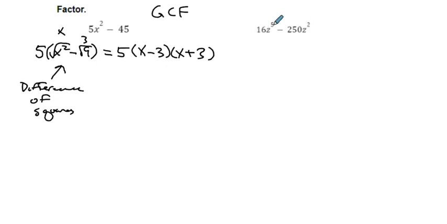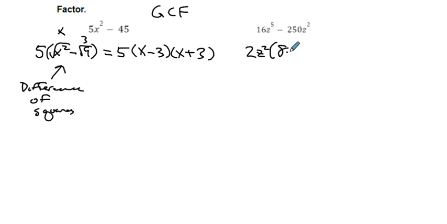Now on this one, our greatest common factor isn't just a number, because 16 and 250 don't really have much in common. 250 is not divisible by 4. I mean, they're both divisible by 2, so let's pull a 2 out. But you know what else we're going to pull out? Some z's. We've got z to the 5th here and z to the 2nd here, so what's the largest number of z's we can pull out? We can pull out 2 of them. So along with our number 2, we've got 2z squared that we're factoring out.